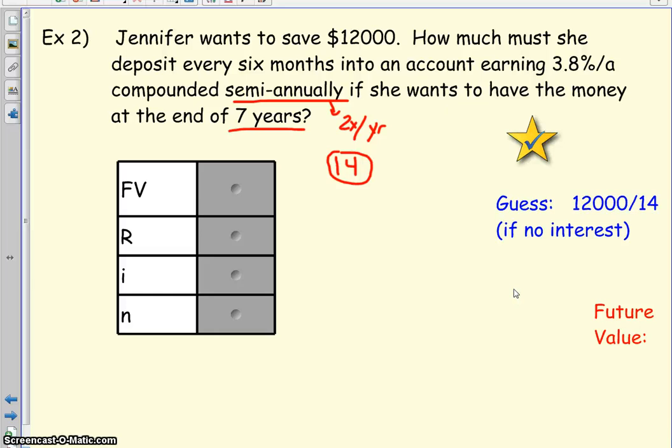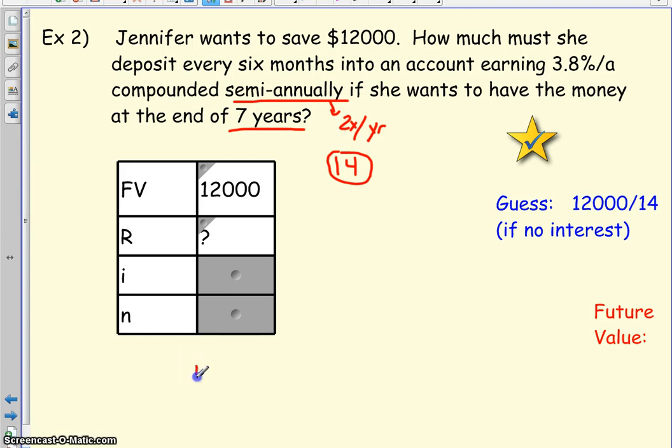But to now calculate this, you just need to figure out what we have and what we're trying to solve for. So we know at the end of these 7 years, we want to have $12,000. What's that regular payment going to be? That's what we don't know. So what we need to work out is what our I and N are going to be.